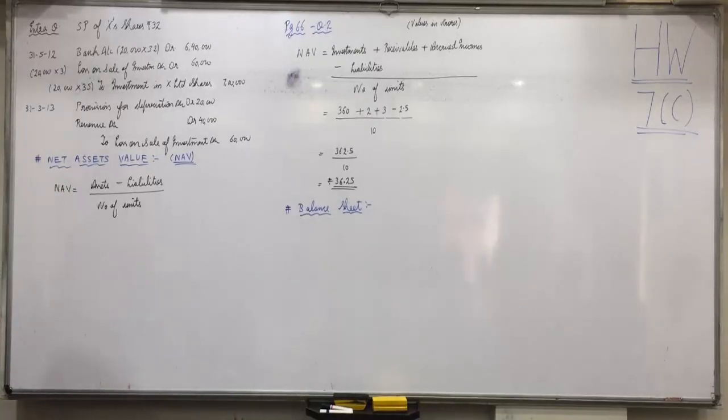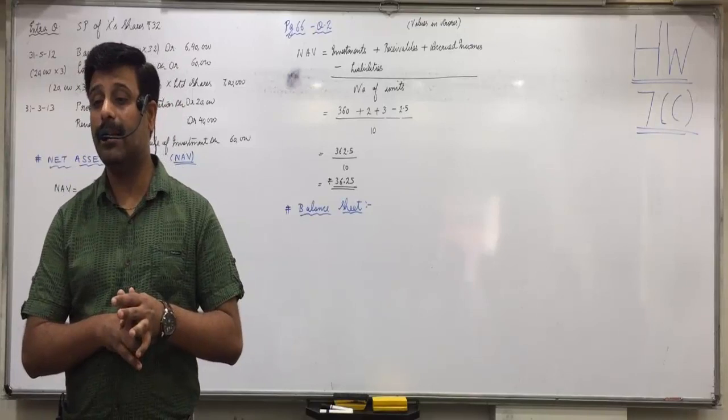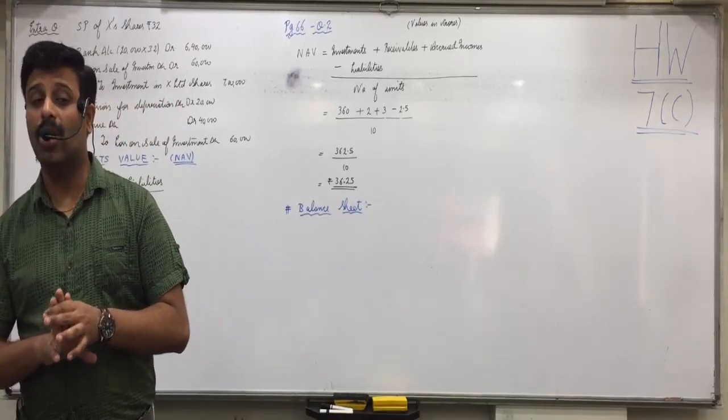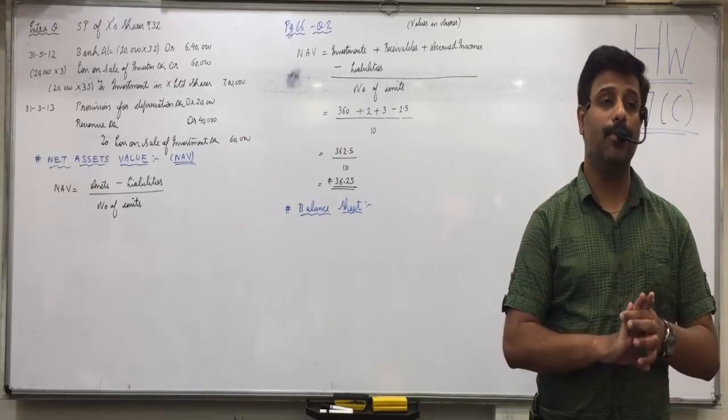First thing on the liability side is unit capital. Second, reserves and surplus. Then third, loans and borrowings, and fourth, current liabilities and provisions.